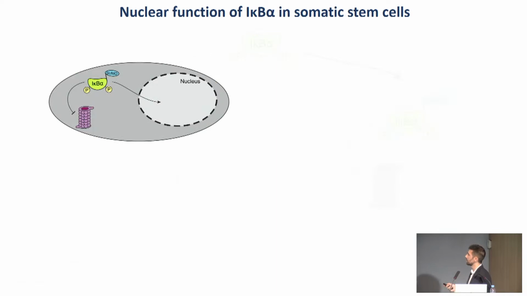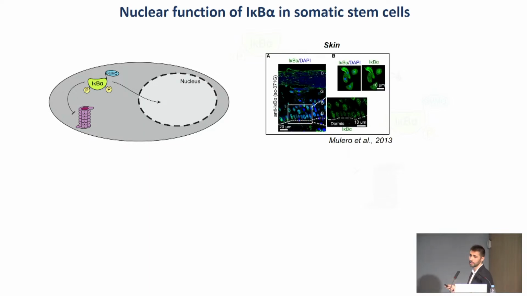It was demonstrated that this phospho-sumoylated IκB alpha can migrate into the nucleus of different adult stem cells, and as you can see here, this was something that was described 10 years ago, initially in the skin. You can see that IκB alpha was accumulating in the nucleus at the basal layer of the skin, which is the niche where different skin stem cells are.